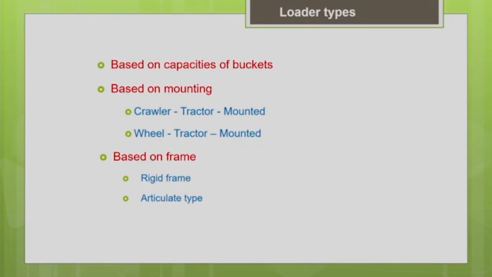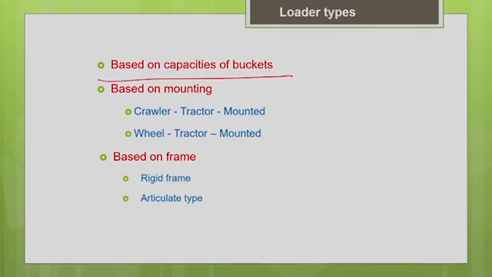Now, let us see what are all the types of loaders. You can classify the loader based upon the capacity of the bucket, or based upon the mounting, or based upon the frame. So, based upon the capacity of bucket, you have a huge range of capacity, starting from less than 1 meter cube, say 0.2 meter cube, to as big as 15 meter cube bucket. So, depending upon your requirement, you can go for the corresponding bucket size accordingly.